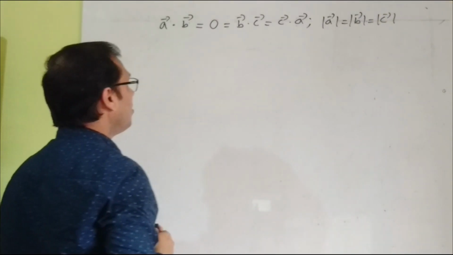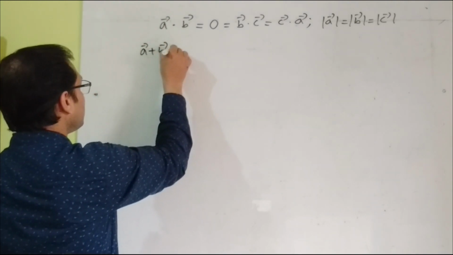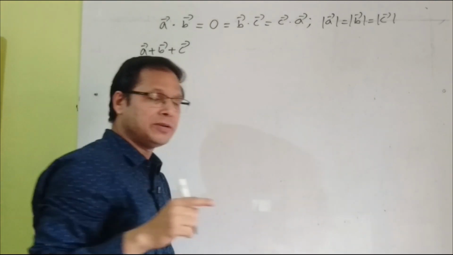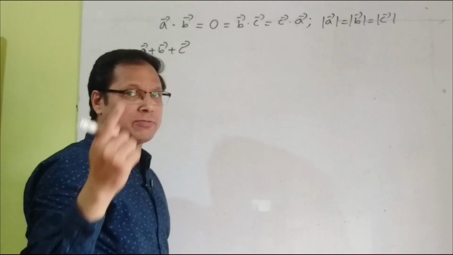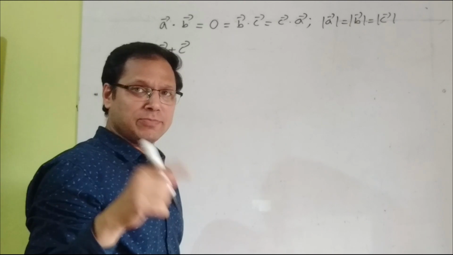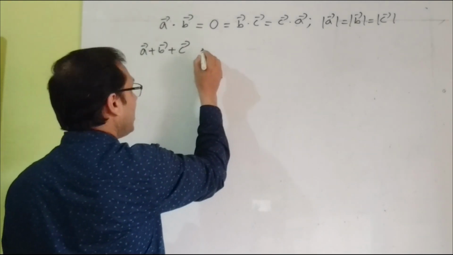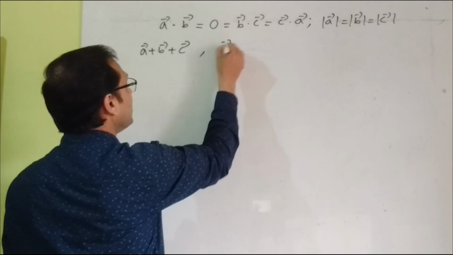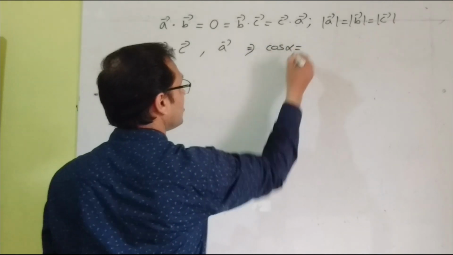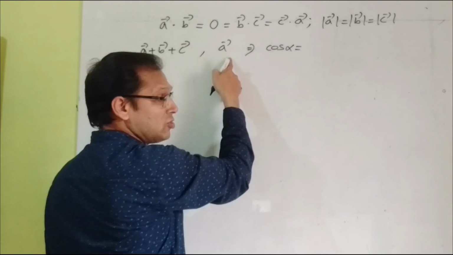Now you have to prove that the angle between a vector plus b vector plus c vector and a vector, the angle between a plus b plus c and b vector, and the angle between a plus b plus c and c vector are the same. Okay, let the angle between a vector plus b vector plus c vector and a vector be alpha. Then cos alpha will be the dot product divided by the product of their magnitudes, isn't it?